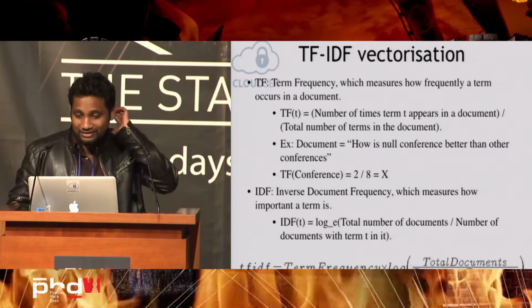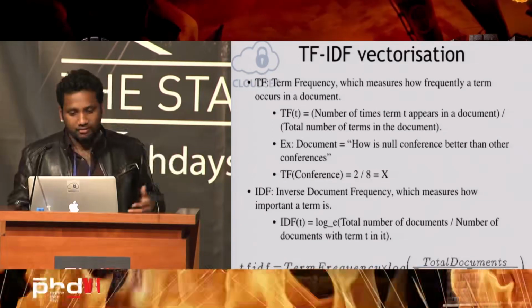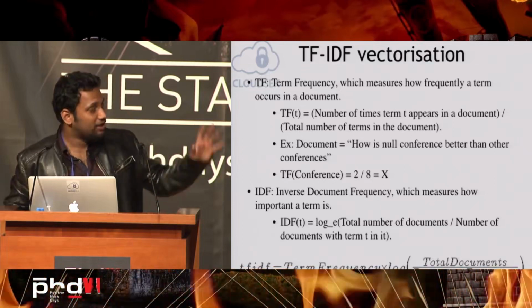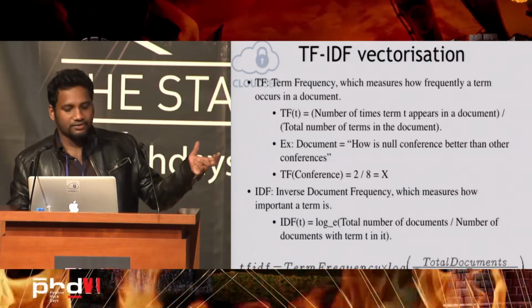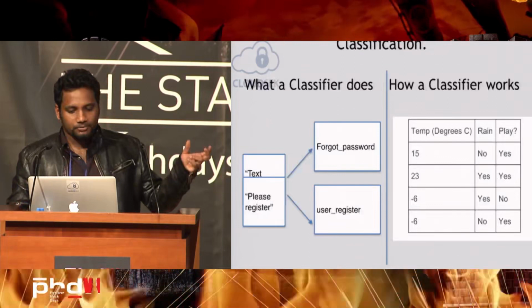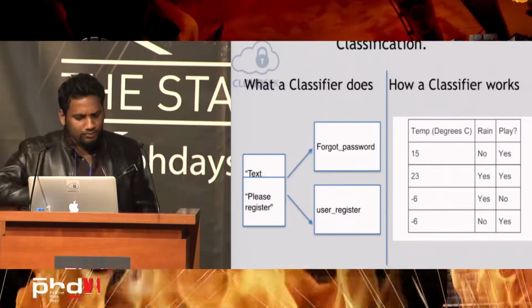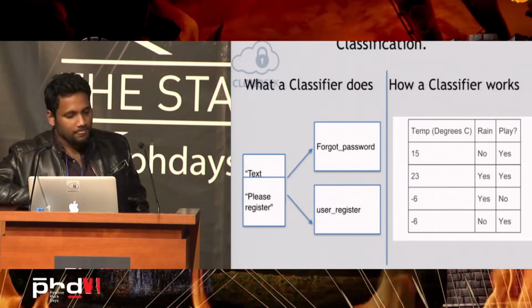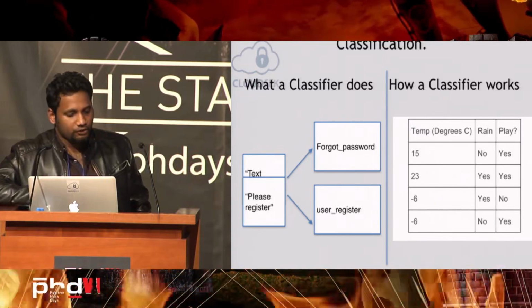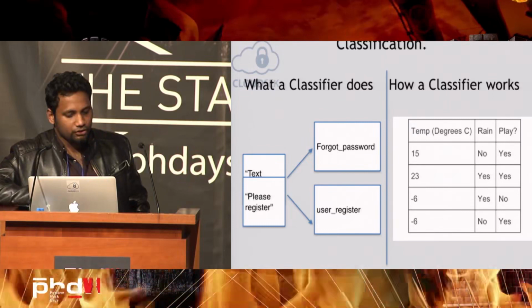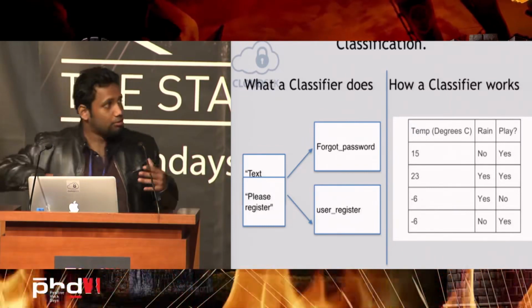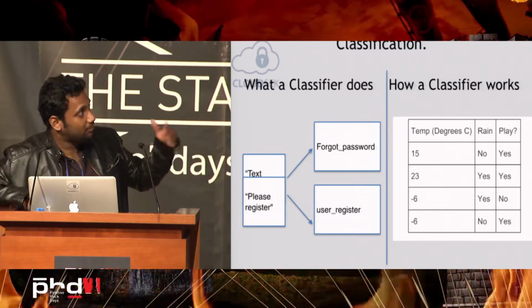So you basically take the total number of terms and then divide by how frequent that word is. The equation is very simple, and you get a vector representation of the string. Once you have that vector representation, you would be able to now classify. For example, when you encounter please register, you would be able to understand what classifier it belongs to.